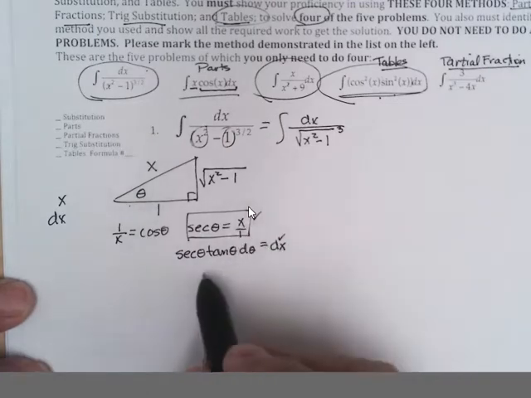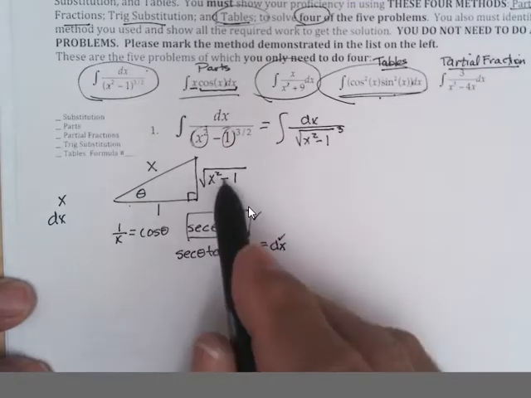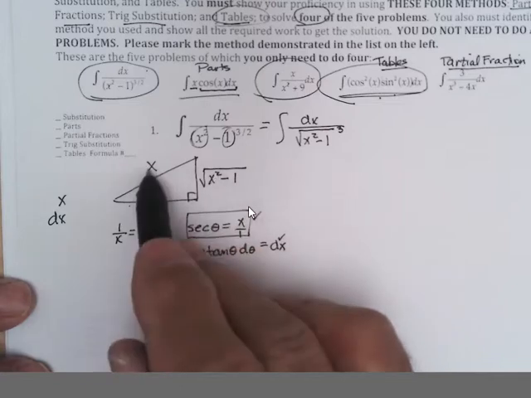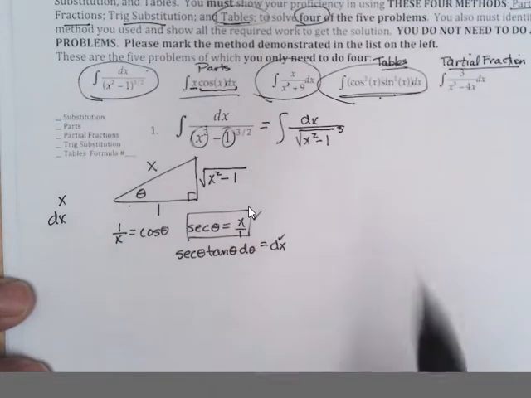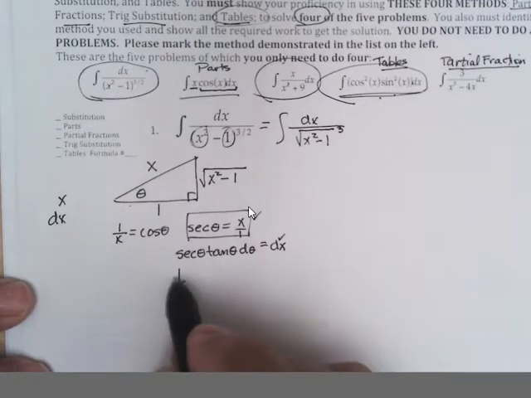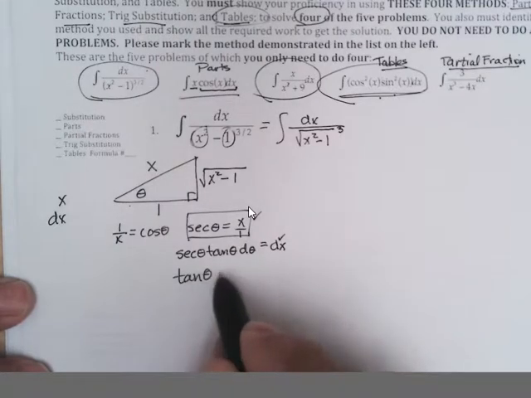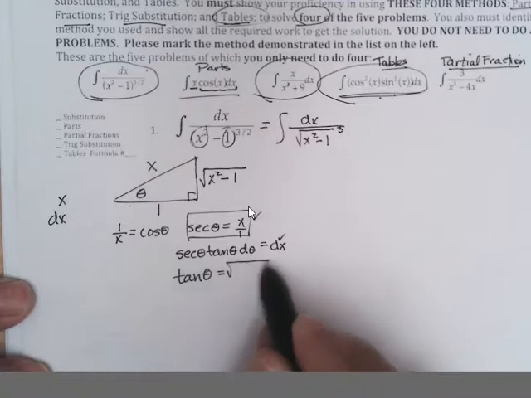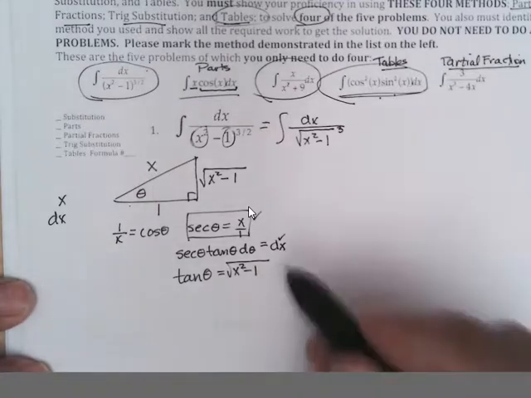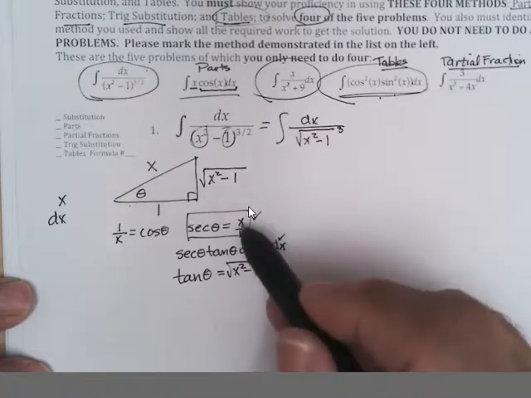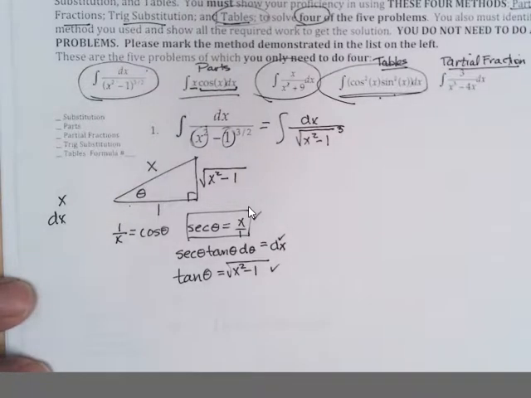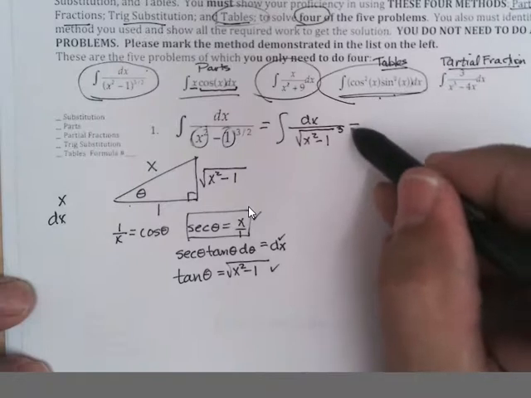So the square root would be, I can go opposite over hypotenuse, that would be sine, but it would have an x in it. I don't like that. I could do opposite over adjacent, and that would be tangent. So the tangent of theta is the square root of x squared minus 1. So now I have something for the square root, something for the dx, and if I had an x, I have something for the x. So now I go to replacing things.